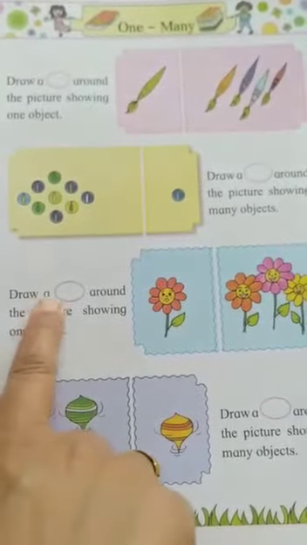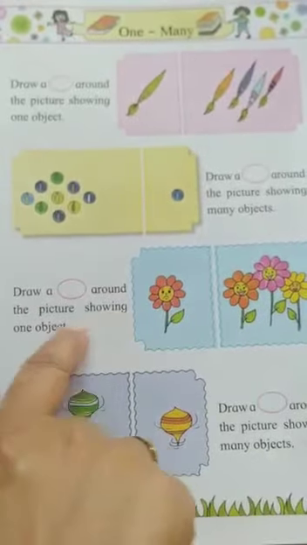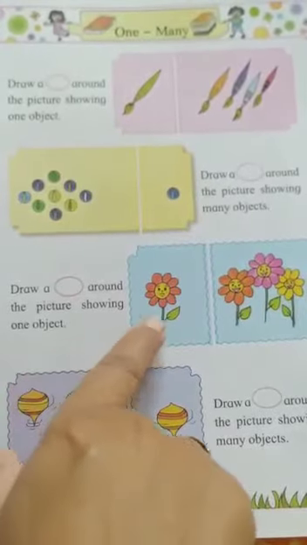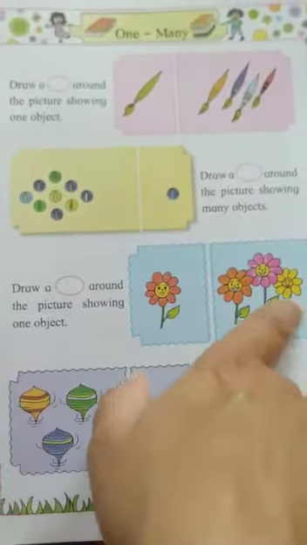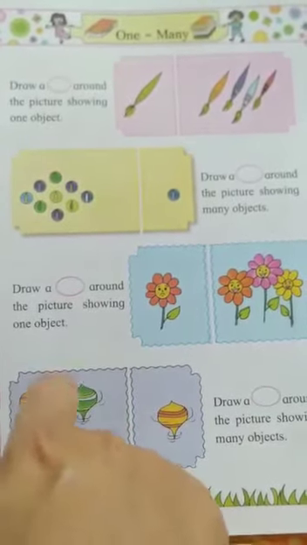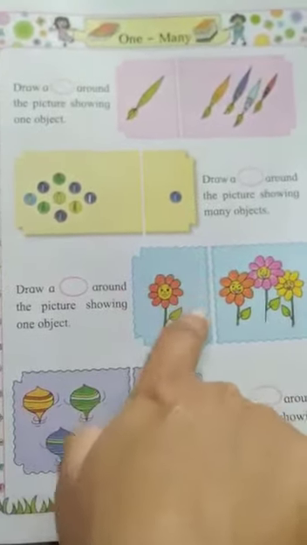Next, draw a circle around the picture showing one object. Count this object. One flower. One, two, three. There are three flowers. So which is one object? Which is one flower? Yes, this is one flower. So circle the one flower.